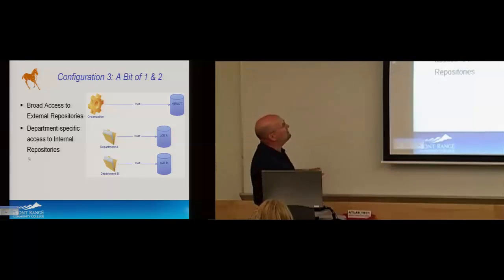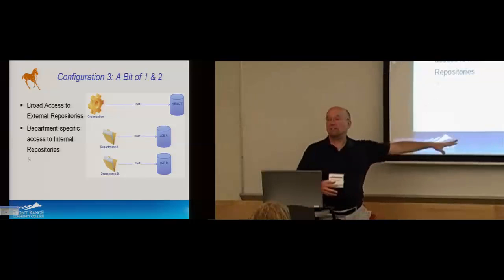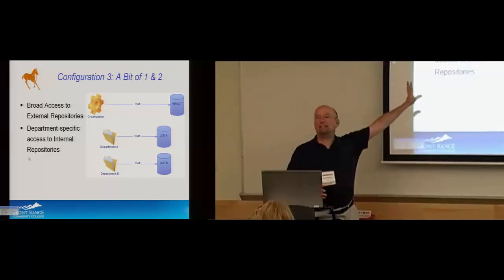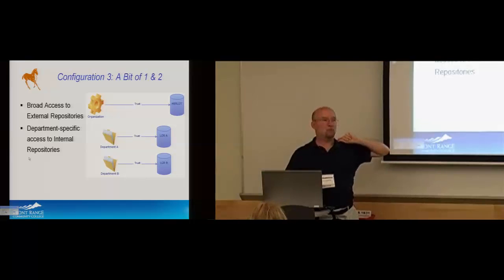The third configuration that Desire2Learn mentioned was simply a combination of where you have all these individual department repositories, plus everybody gets to see the external access. Everybody gets to see the access defined to an external repository like Merlot or some of the OAI repositories.